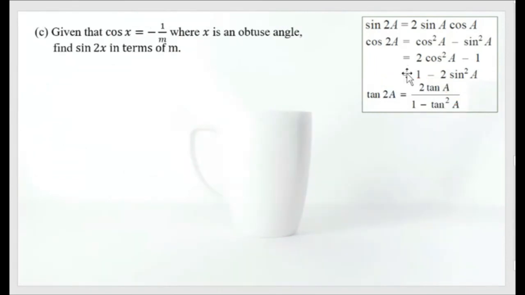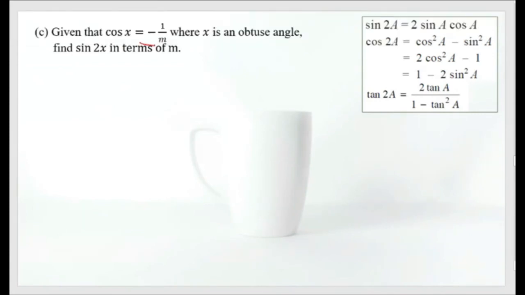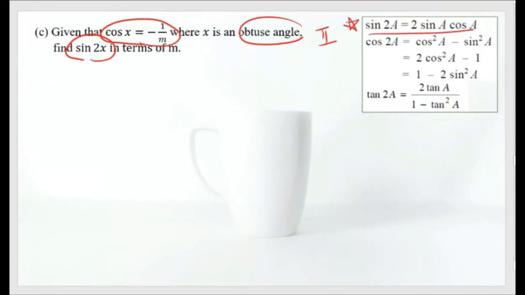C. Given you the value for cos. These all ask you to draw it into the quadrant first. Then given x is obtuse. Obtuse means second quadrant. I want you to find the sine 2x. Sine 2x, this one, first equation. Okay, so cos x. We draw first. Second quadrant. Okay, second quadrant. We're going to find this one. First one. This one is x.